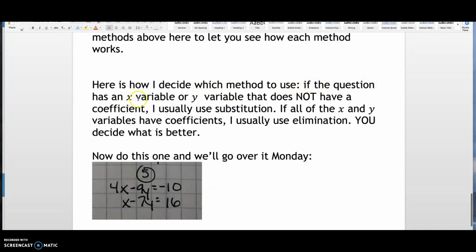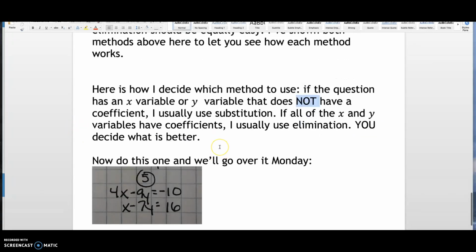This is how I decide which method to use. If the question has an x variable or a y variable that does not have a coefficient, I usually use substitution. If all of the x and y variables have coefficients, I usually use elimination. However, you decide what is better.